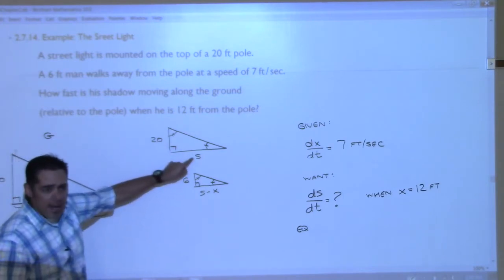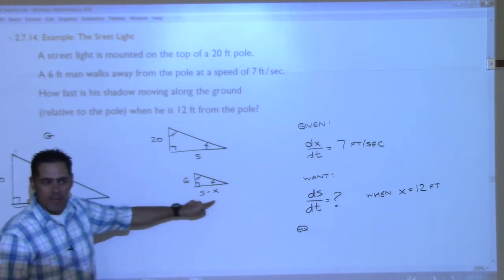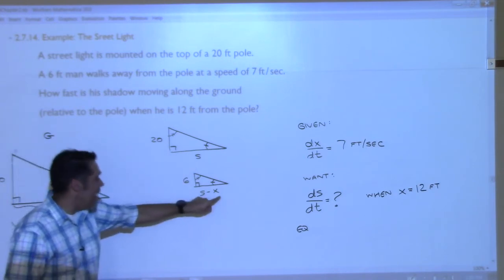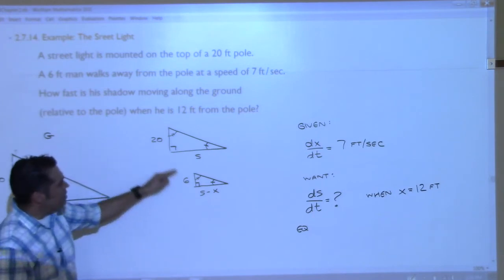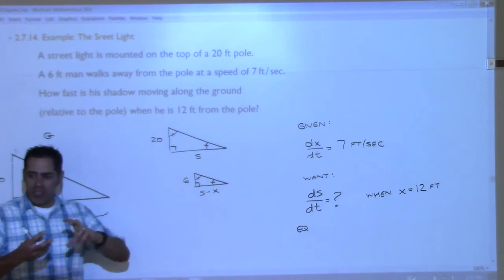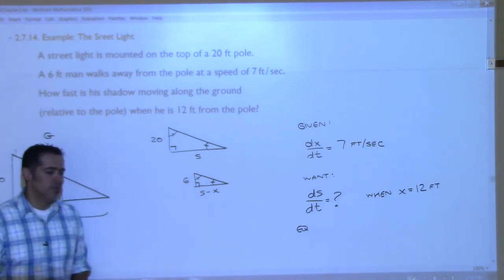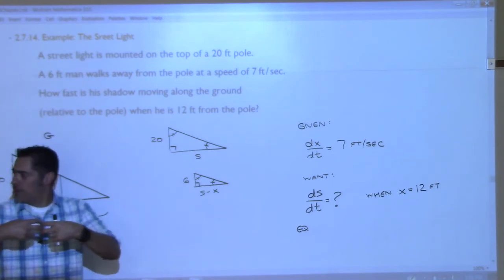20 divided by s is equivalent to 6 divided by s minus x. Or I could say s divided by 20 is equal to s minus x divided by 6. Or I could say 20 over 6 is equal to s over s minus x. Any ratio of corresponding sides is congruent, is equal. Understand?